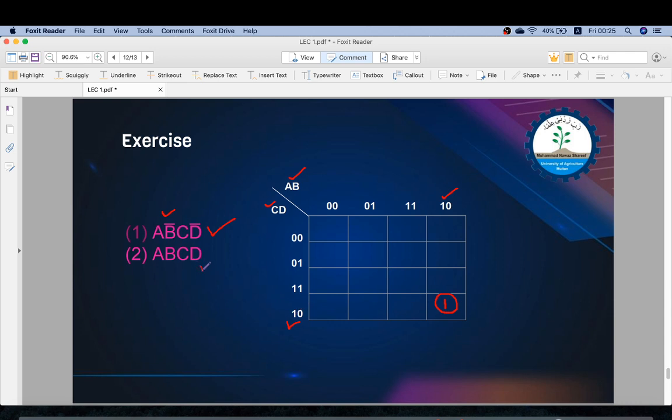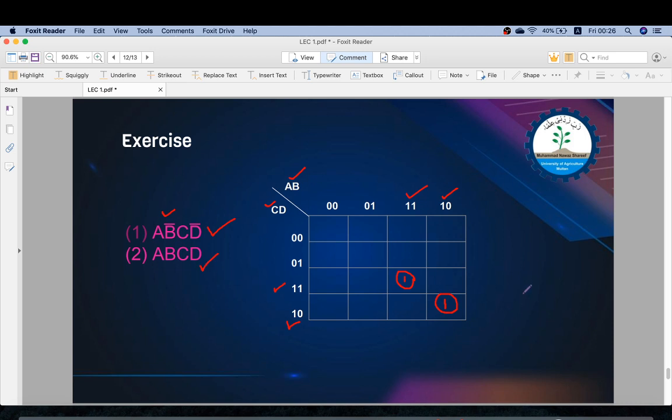Now we'll go to the second part, A B C D, no complement is there. First A B, here it is A B, and C D, here it is C D. So where they combine, this is the point, and we put 1 here. A B C D is our term.